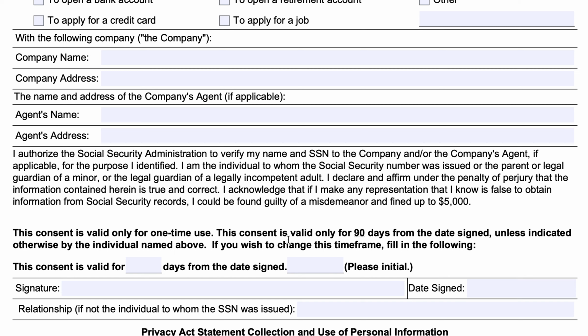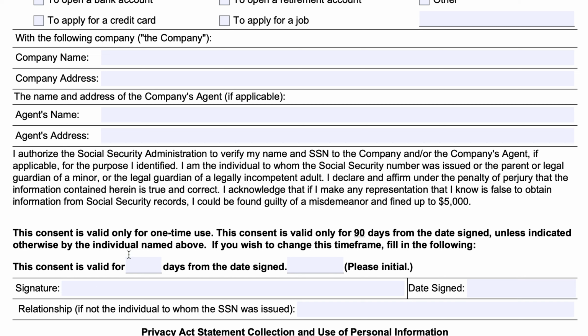Now, the Social Security Administration requires these companies to keep these completed forms on file for a certain period of time for retention purposes, for auditing purposes, because these companies have agreements with the Social Security Administration, they are bound by certain agreements.